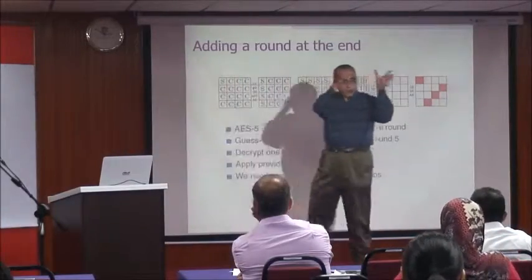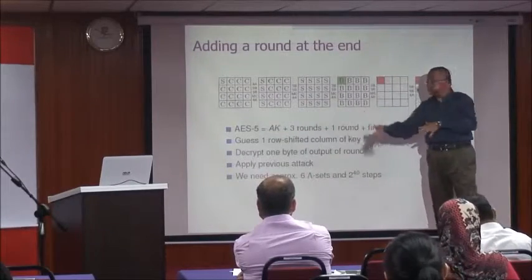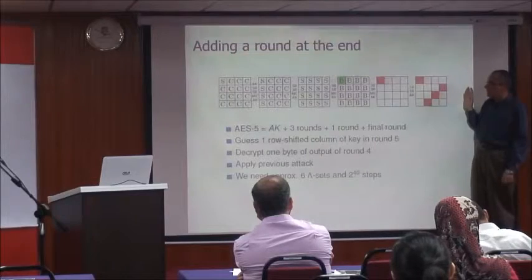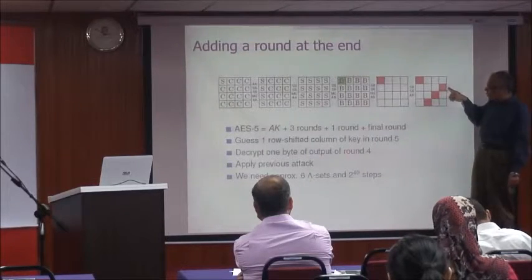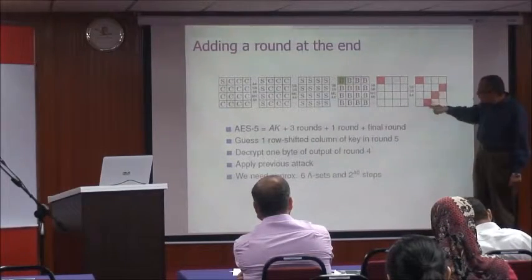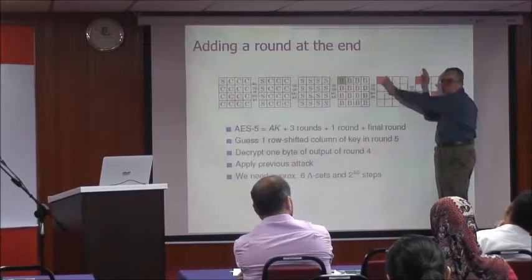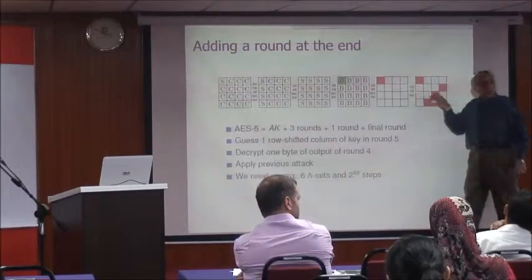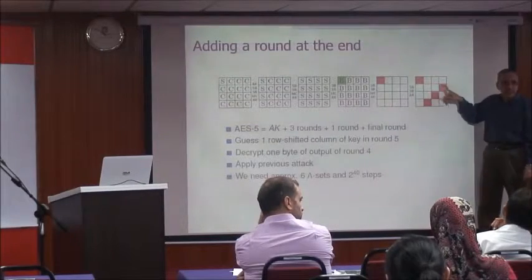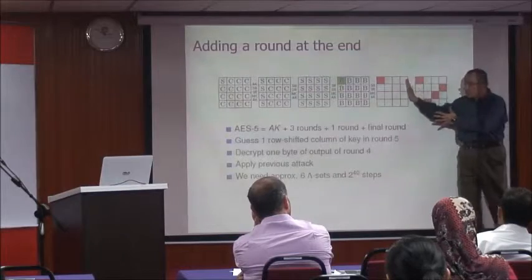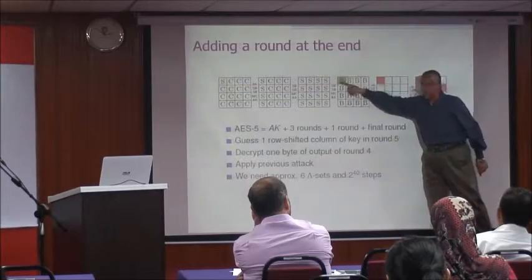So again, I'm taking almost the same attack, but I'm just expanding it by one more round. What I'm going to do is guess 4 bytes in the key. Like in the attack on the 4 rounds, I was guessing 1 byte at a time. But now I'm going to guess 4 bytes of the key, but I'm going to guess them so that when I propagate my knowledge backward, it would allow me to recover these bytes.